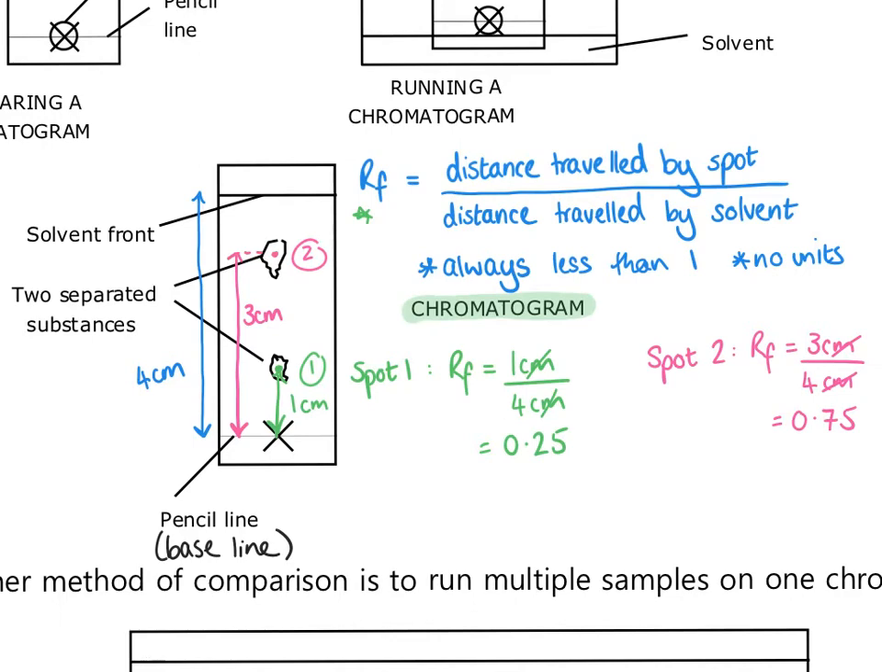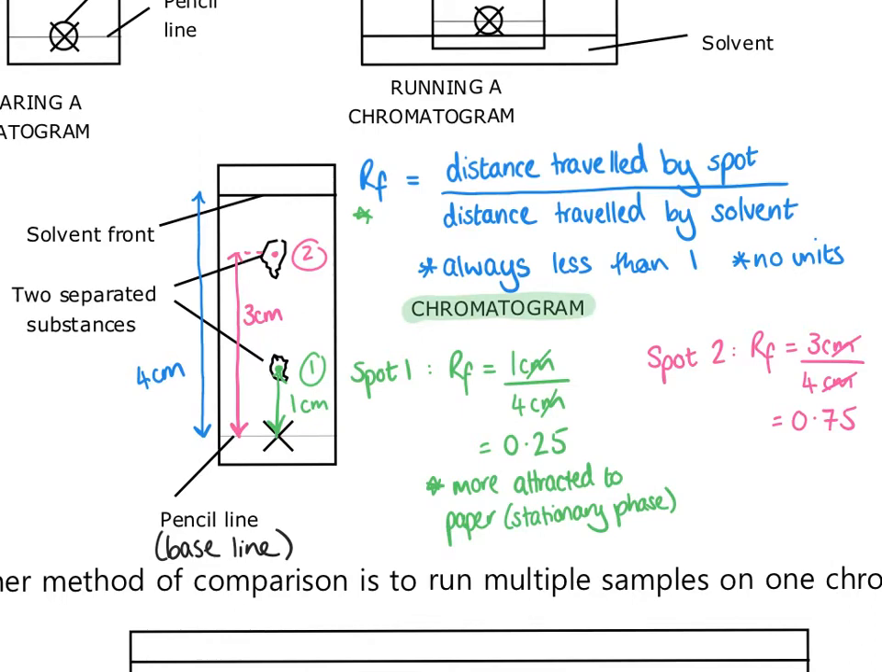So let's have a quick think about what we can interpret from these values, because remember we said a couple of pages ago that the RF value gives us an indication of how soluble our different substances are in our solvent, or whether it's more attracted to the paper. So which do you think is more attracted to the paper? Well, in this case, it's going to be spot 1. So this is more attracted to the paper, and the paper is our stationary phase.